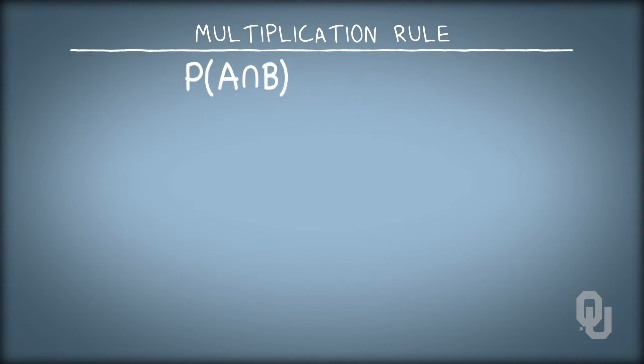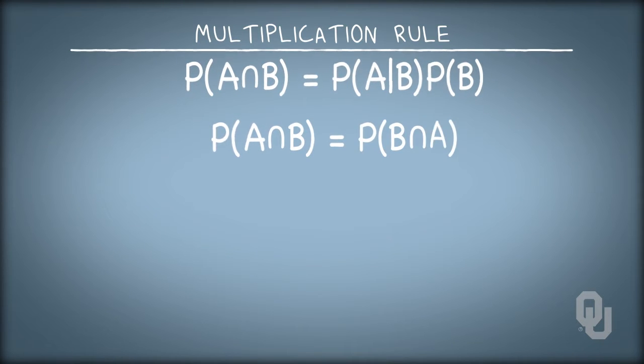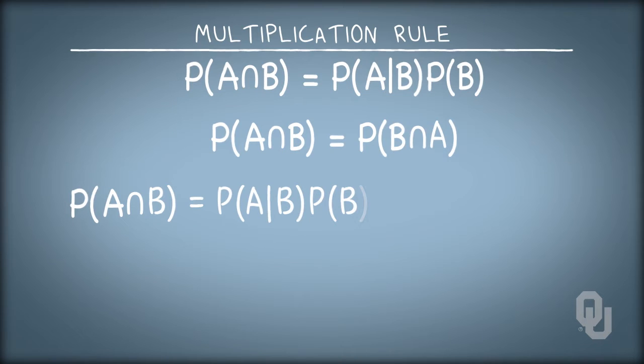Think back to the multiplication rule that helped us calculate the probability of the intersection of two events. The probability of A intersect B is the probability of A given B times the probability of B. As the intersection of A and B is the same as the intersection of B and A, the probability of A intersect B is the probability of B intersect A. That means that the probability of A intersect B is equal to the probability of A given B times the probability of B, and is also the probability of B given A times the probability of A.